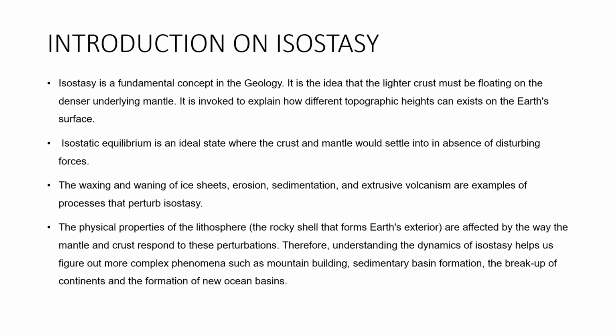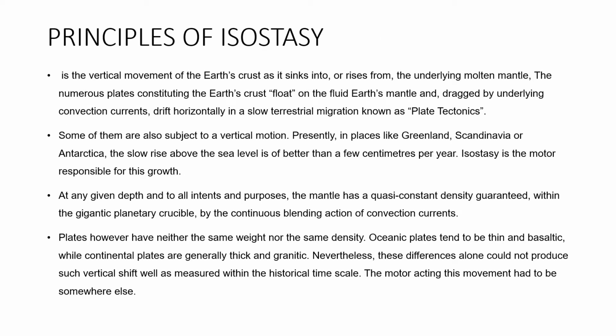The waxing and waning of ice sheets, erosion, sedimentation, and extrusive volcanism are examples of processes that perturb isostasy. The second slide is about principles of isostasy. It is the vertical movement of the Earth's crust as it sinks into or rises from the underlying molten mantle.